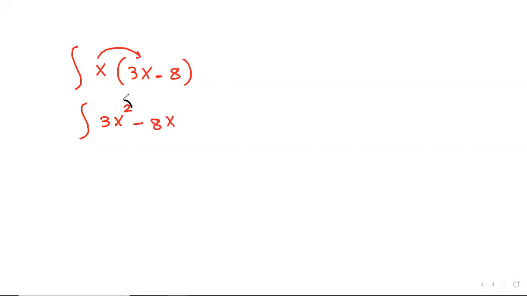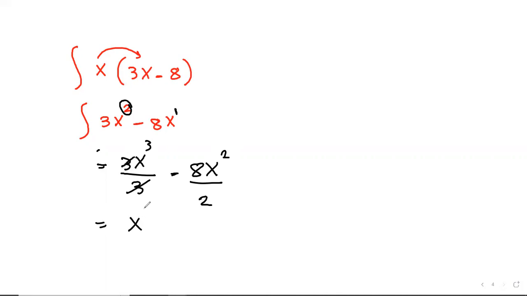Add 1 to the power, then divide by the new power. So it will be 3x to the power of 3 divided by 3, minus 8x to the power of 2, add 1 to the power is 1, so it will be 2, then divide by the new power. Cancel 3 and 3, it will be x to the power of 3 minus 8 divided by 2, it's 4x to the power of 2. That's it. And don't forget to write c.